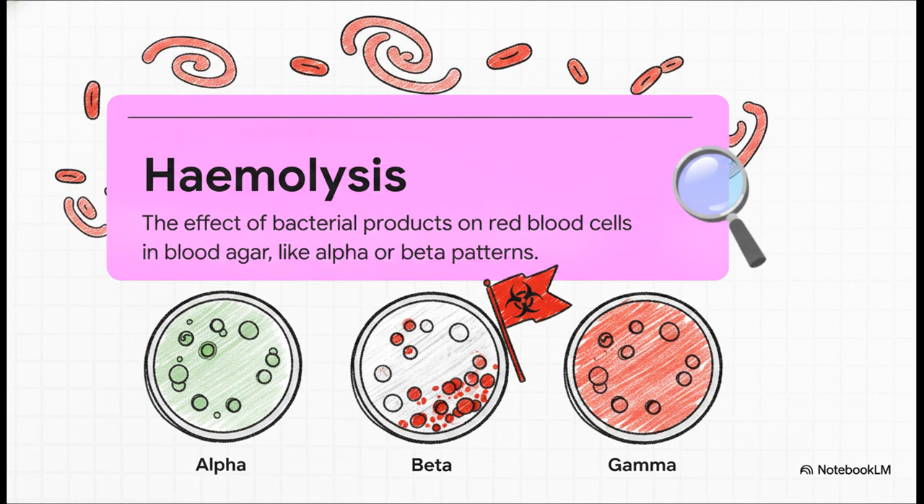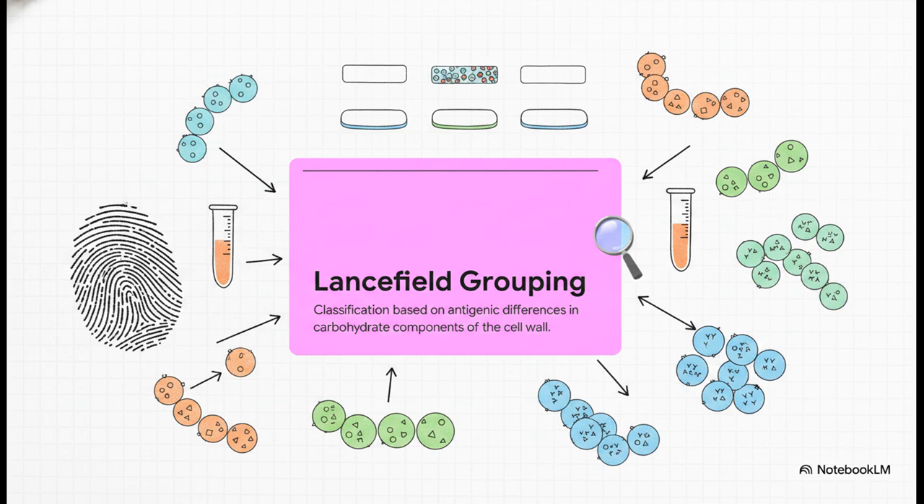Those beta hemolytic strains, those are generally your major red flags. They tend to be the most pathogenic and, frankly, the most dangerous of the bunch. Next up, we use something called Lancefield grouping. Think of this as our serological fingerprinting technique. It's a brilliant system for unmasking different species based on these specific carbohydrate antigens found in their cell walls.